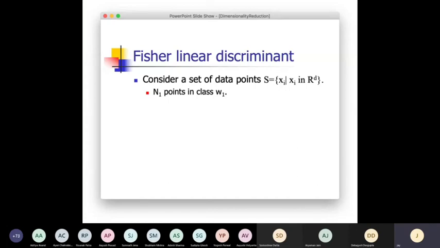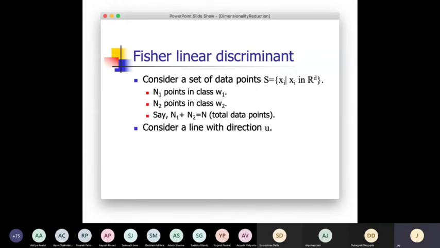So let us consider this kind of framework: you have a set of data points in the d-dimensional space, and suppose in this set there are two classes. Class W1 has n1 points, and class W2 has n2 points. Your total number of points should be n1 plus n2. That means each point in the set S belongs to one of these classes. So the total number of data points is n.